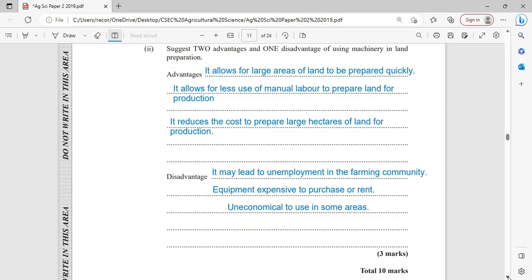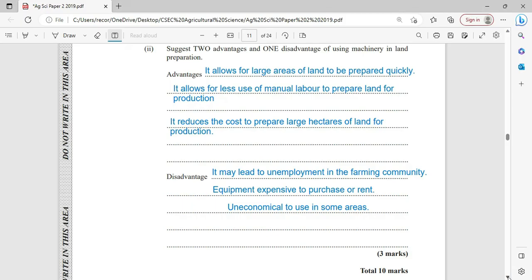Persons might want to go on strike, a person falls sick, the inclement weather just does not allow for manual labor, that sort of thing. The temperature, of course. It reduces the cost to prepare large hectares of land for production when we use machinery.